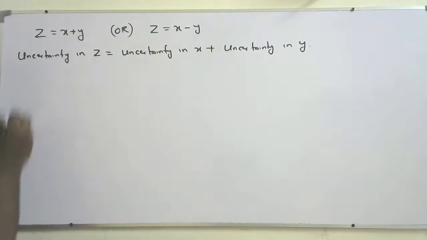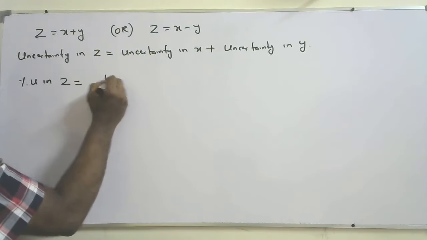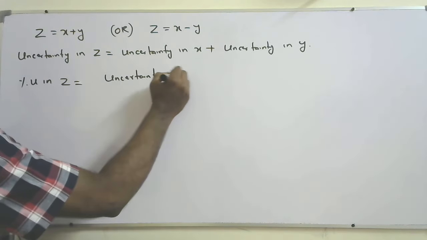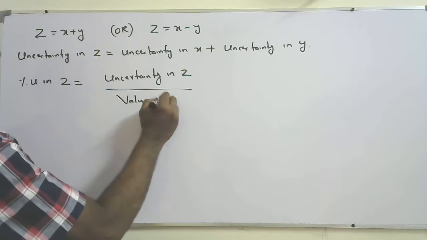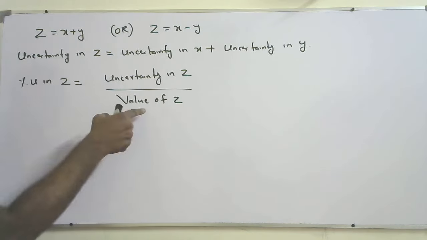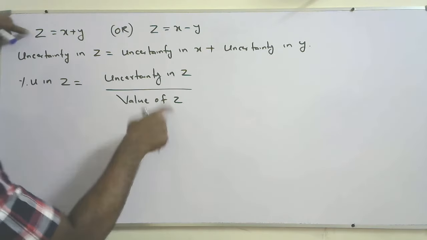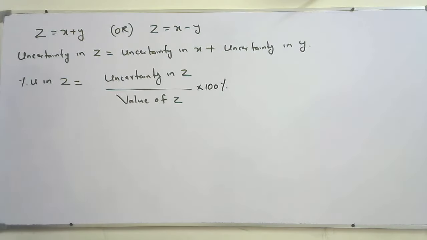Then how do you find the percentage uncertainty? Percentage uncertainty in z is equal to uncertainty in z over value of z, into 100%. What you got here, this value should come here, value of z. That's the way we calculate whenever two measurements are added or subtracted. Based on this, I'll do a simple calculation next.